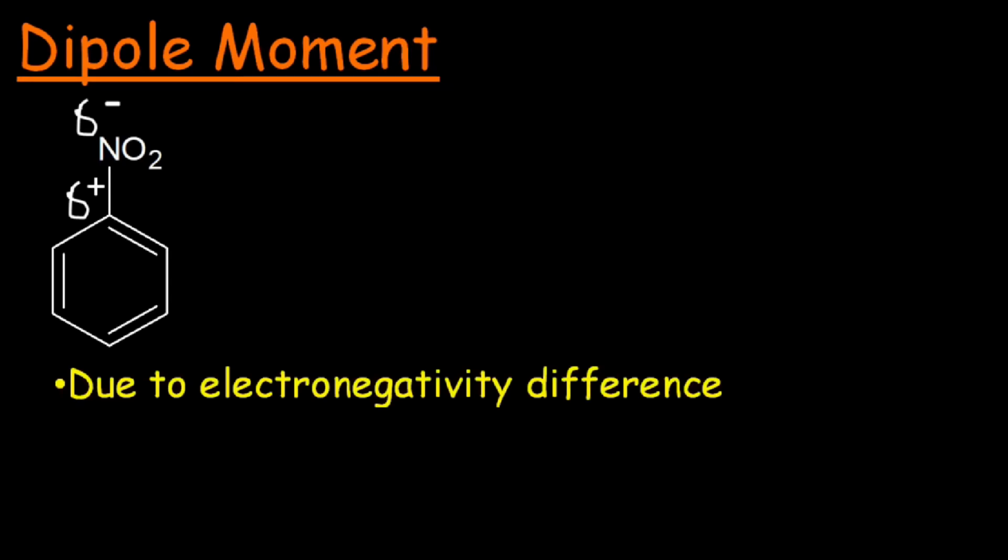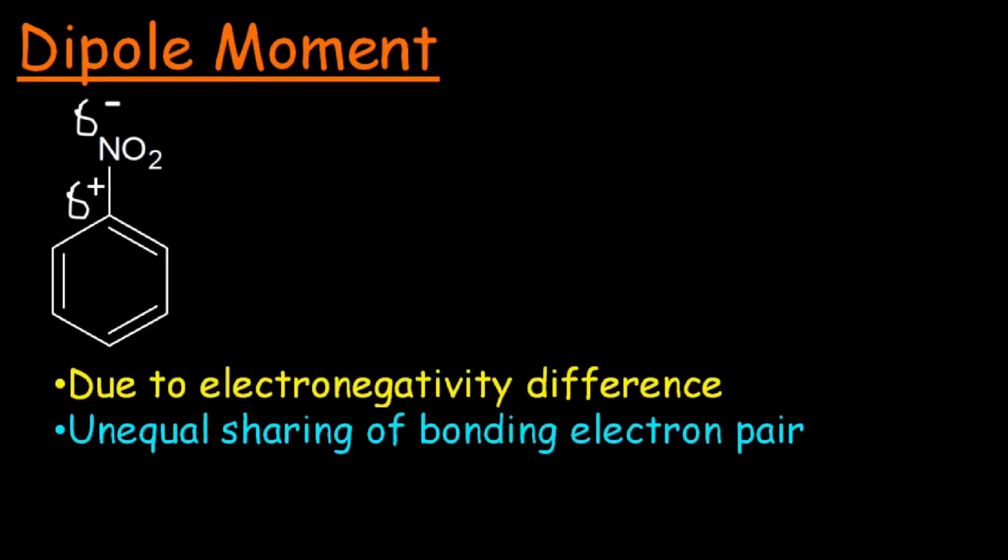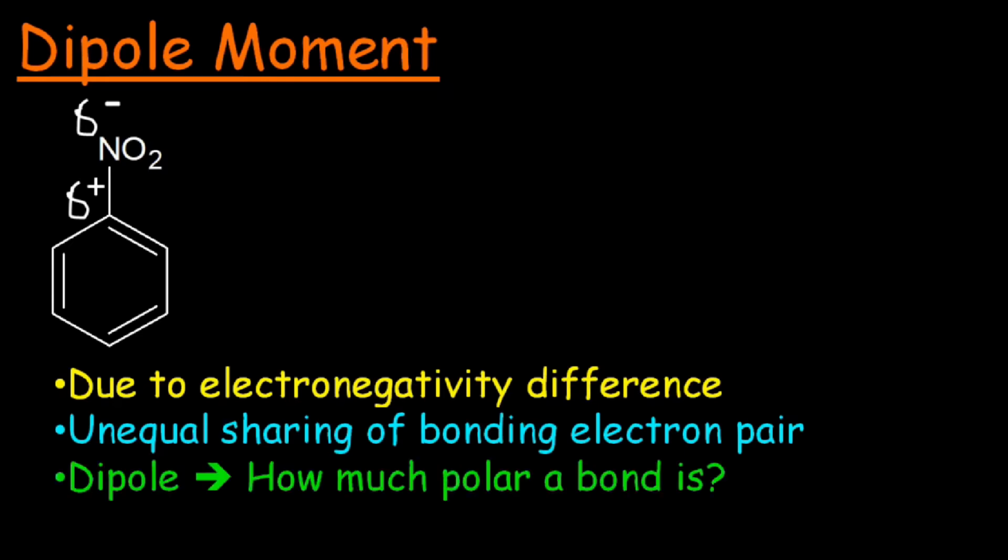on itself and a partial positive charge on the bonded carbon. Due to the difference of electronegativity, the shared electron pair will not be equally shared, and there will be unequal sharing of bonded electron pairs. This unequal sharing will generate two poles in a molecule, which are regarded as the dipole. Now, how polar a bond is, we can find from the dipole moment.